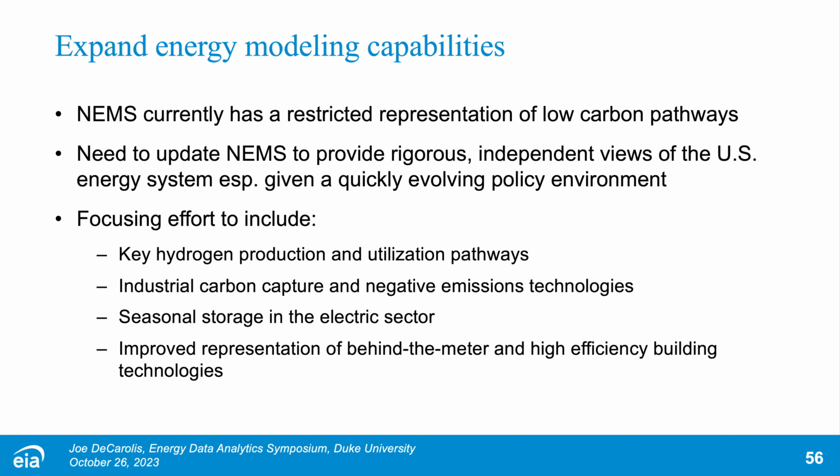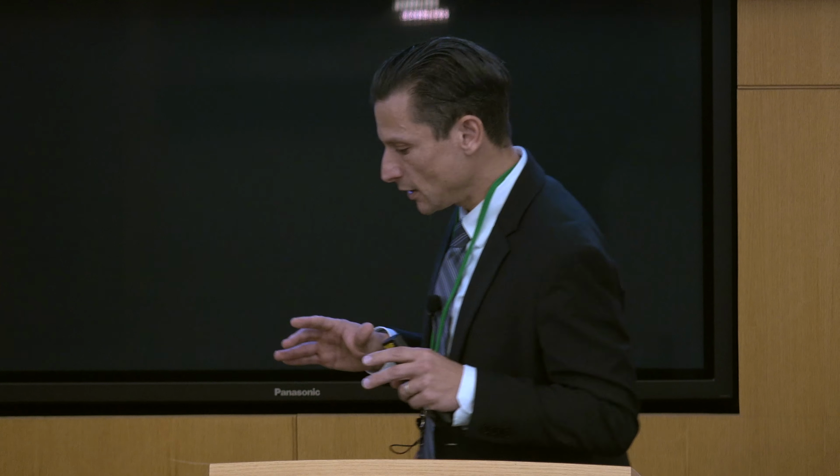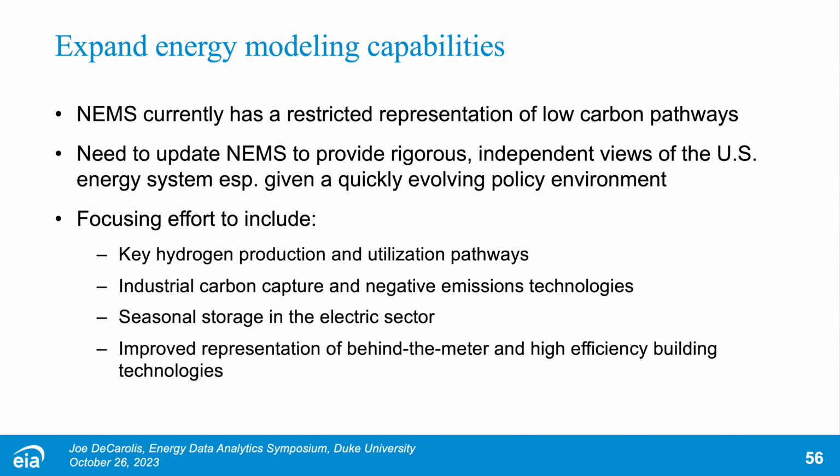Moving on, we want to expand our energy modeling capabilities. First thing we're doing, you might have seen an announcement I made over the summer. We're taking a pause on the annual energy outlook. So unfortunately, in 2024, we won't be producing an AEO. But I thought that it was a really important decision because we really need to retool NEMS to incorporate different low carbon pathways like hydrogen, industrial carbon capture, seasonal storage, better representation of demand technologies. We're in a position with the passage of the IRA where once some of these provisions are finalized, we need to be able to model them because they are considered current laws and regulations.